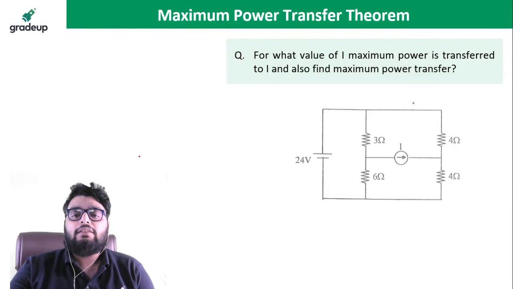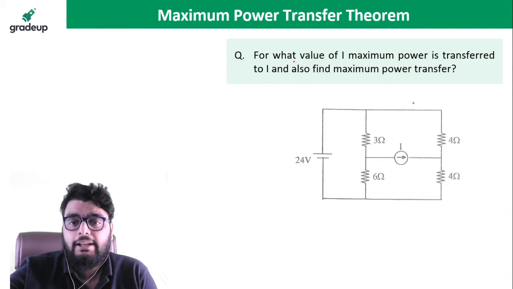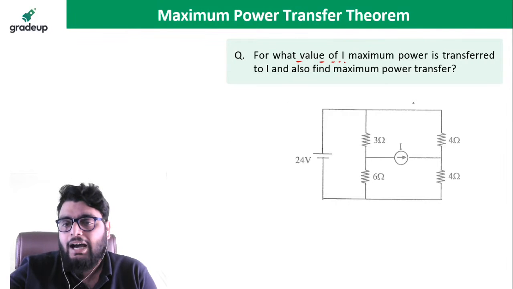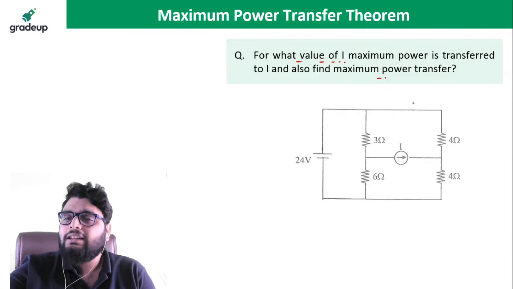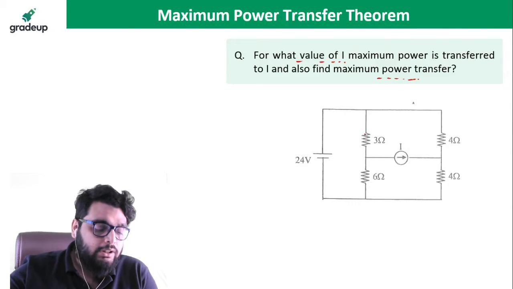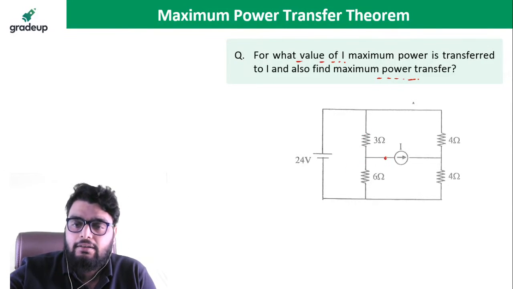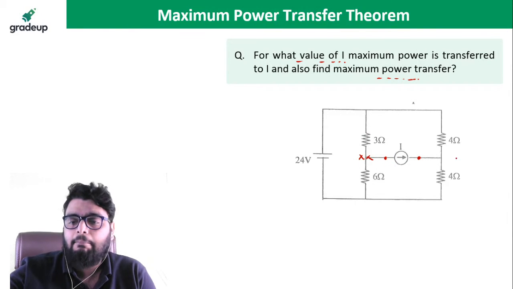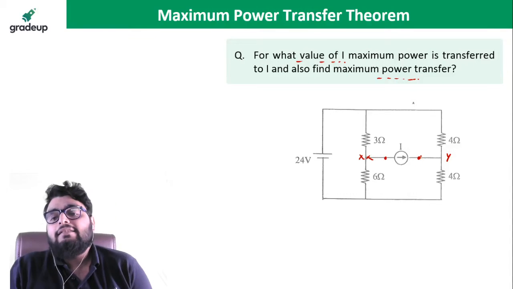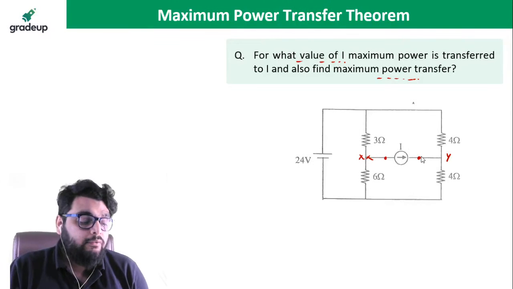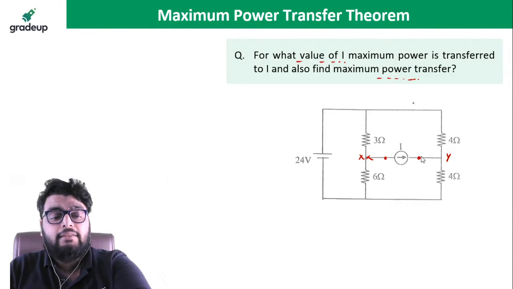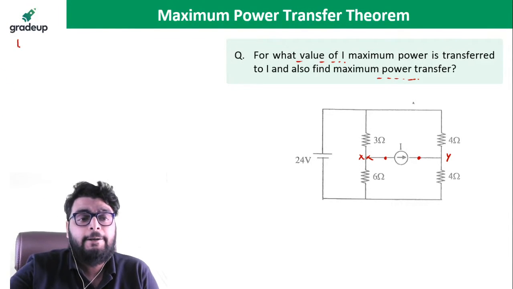Okay, so what is the question actually? In this question they are asking, for what value of I the maximum power is transferred to I, and also find the maximum power transfer. So in this question they have said this is a load terminal. Let us suppose I mark it as X, I mark it as Y. So XY is a load terminal, and here the load connected is a current source. Very important. Here the load is nothing but a current source. So I will write here that load is current source.